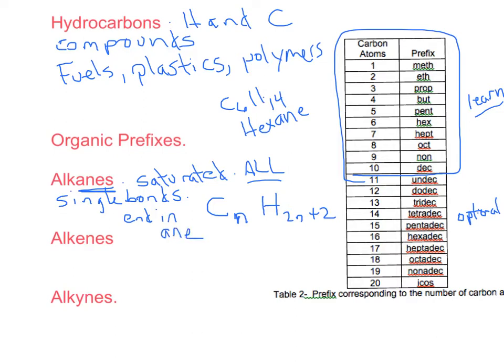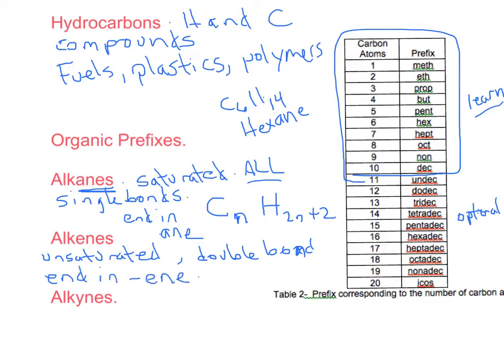Okay, the next one is alkene. These are not saturated. They're known as unsaturated. And they have at least one double bond present. And like before, the other ones end in ane. You can probably guess that these ones will end in ene, E-N-E. So it's a double bond, and it ends in ene.